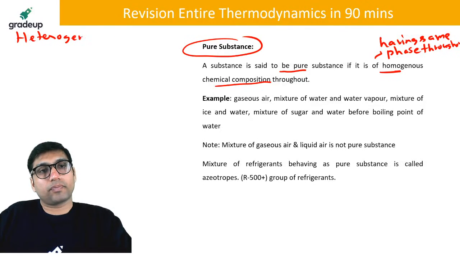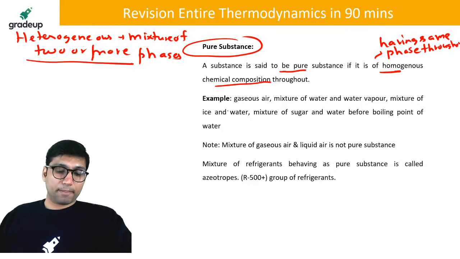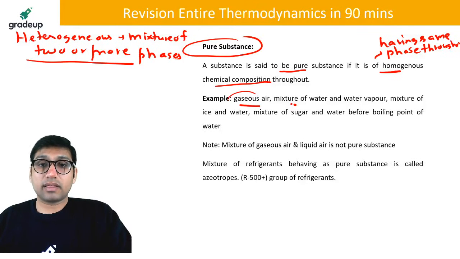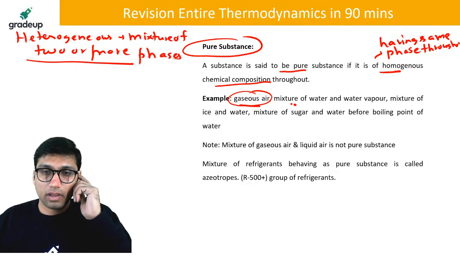And what is heterogeneous? Heterogeneous means having a mixture of two or more phases. That is called a heterogeneous system. Okay. An example of a homogeneous system, or pure substance, will be gaseous air.